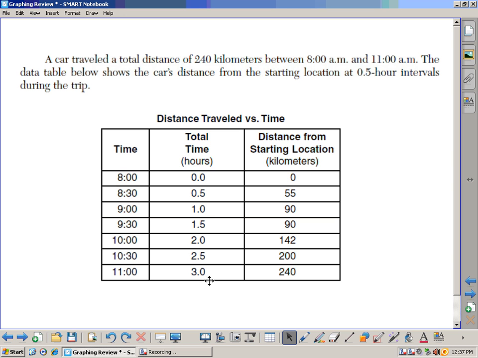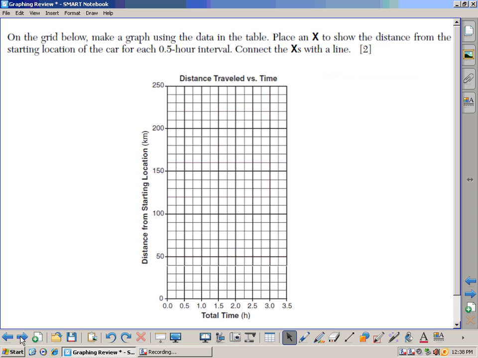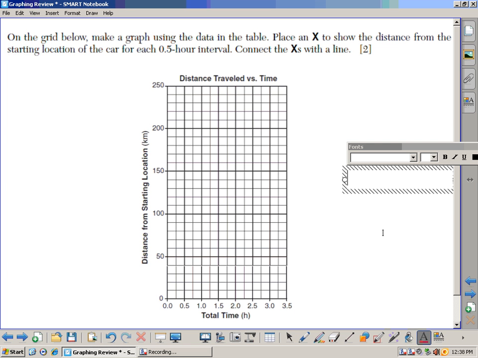From 0 to 3 hours, which matches our 8 to 11 a.m., the distance from the starting location increased almost steadily through that time. So now it says on the grid below, make a graph using the data in the table. Place an X to show the distance from the starting location of the car for each 0.5 hour interval. Connect the X's with a line. So we're going to do X's on here. I'm going to make myself an X right here to work with.